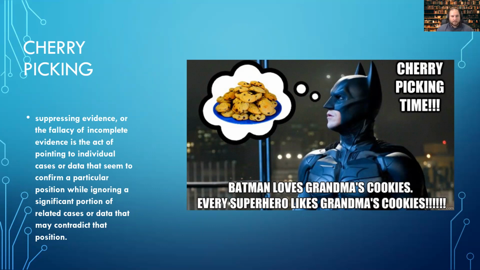So whenever we get new information, we need to make sure we're incorporating it and changing our argument to incorporate that new evidence. Cherry picking often happens as a result of confirmation bias, that we are looking at something and saying, oh, this matches what I believe, so I'm going to believe this part of the evidence and not all of it.